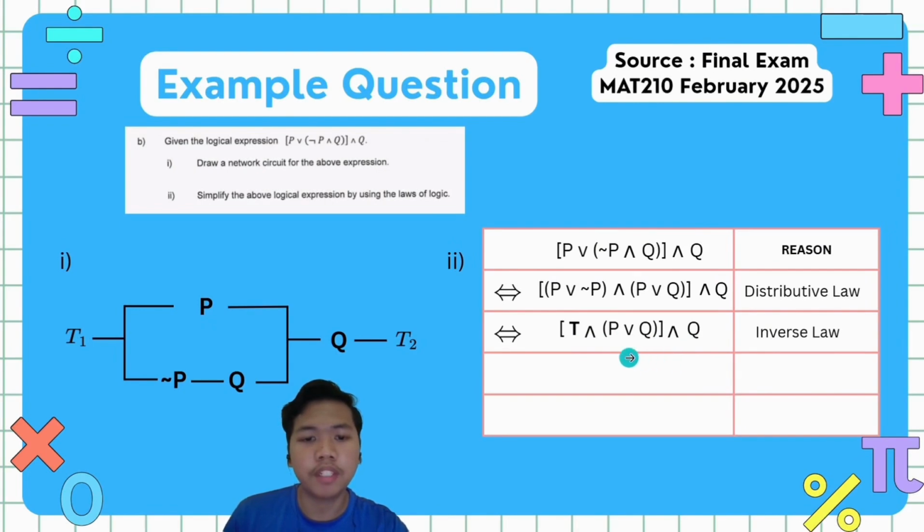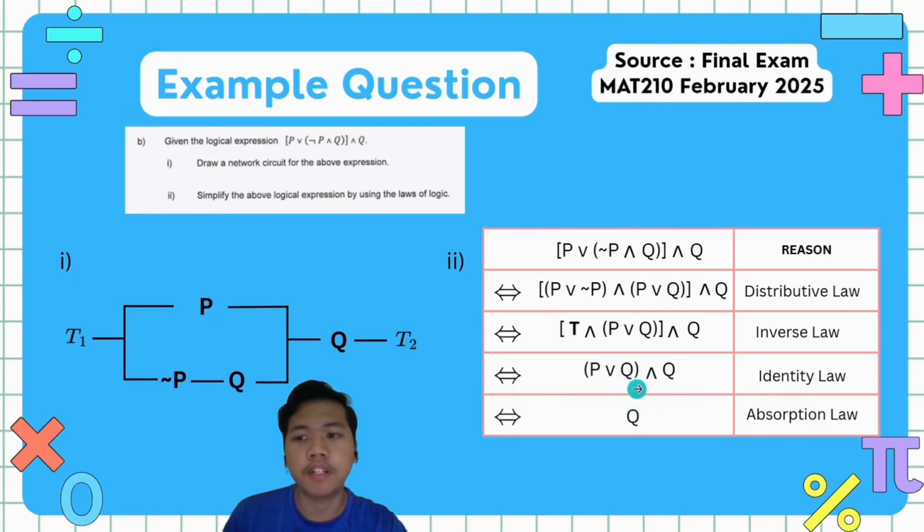Now we have T and P or Q. An AND statement is only true if both statements are true. Since T is always true, the result depends entirely on P or Q. Using identity law, we eliminate the T, the tautology, and we get P or Q, and Q. Finally, notice that we have two Qs, one inside which is OR and one outside which is AND. We can simplify this using absorption law, leaving us with Q as our final answer.